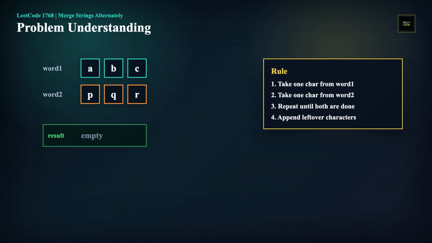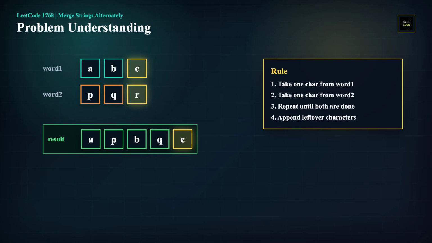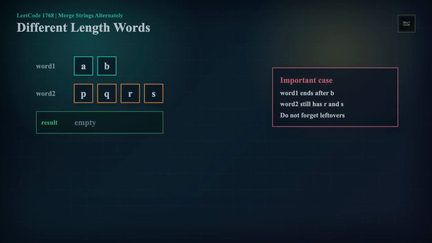We are given two strings, word1 and word2. The rule is simple. Take one character from word1, then take one character from word2, and keep alternating. If one string finishes early, append the remaining characters from the other string. If word1 is ABC and word2 is PQR, the answer is APBQCR. We take A, then P, then B, then Q, then C, then R.